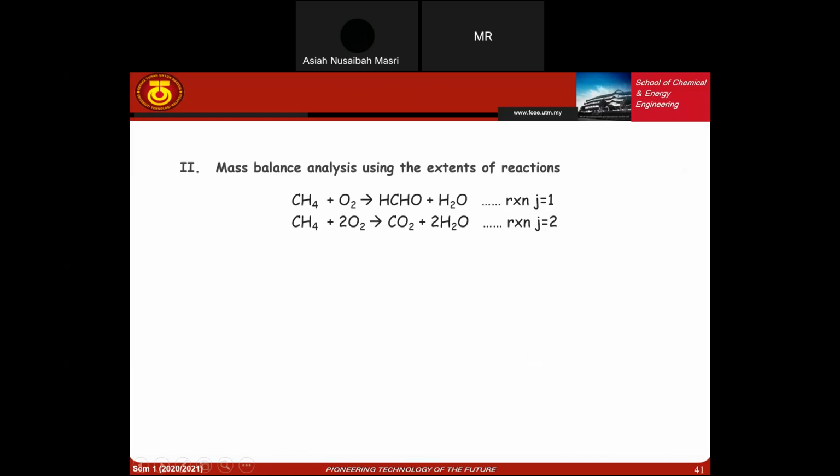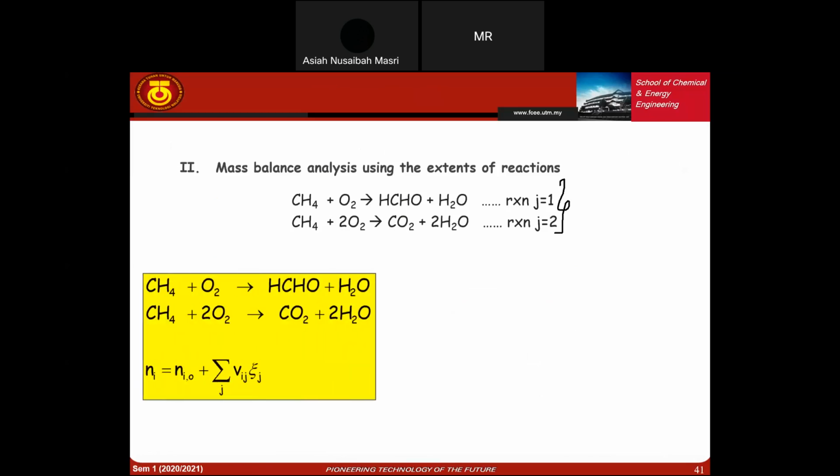Okay, so what we do, first we have to try to solve it using mass balance using the extent of reaction. So what are these J1, J2? That represent the number of reaction. And if you remember, we present this J in the equation of extent of reaction. So here we have the two equations.